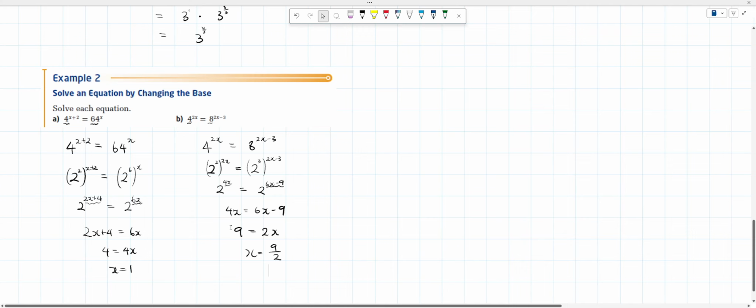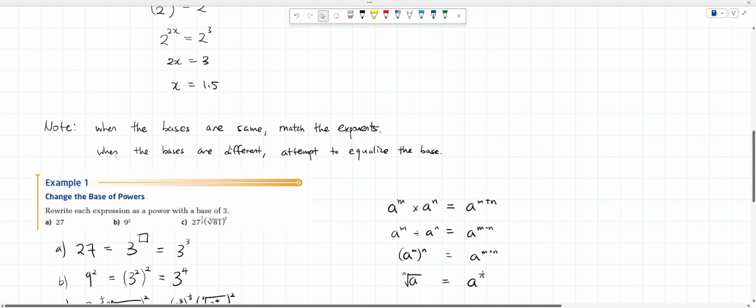For example, we could have 4 to the power of something equals 9 to the power of something. Well, 4 has a base of 2 and 9 has a base of 3, and the bases are not matching. In this case, solving the equation algebraically is impossible because we can't equalize the bases. That's why I said last class, when the bases are different, we attempt to equalize the base. It's not always possible.